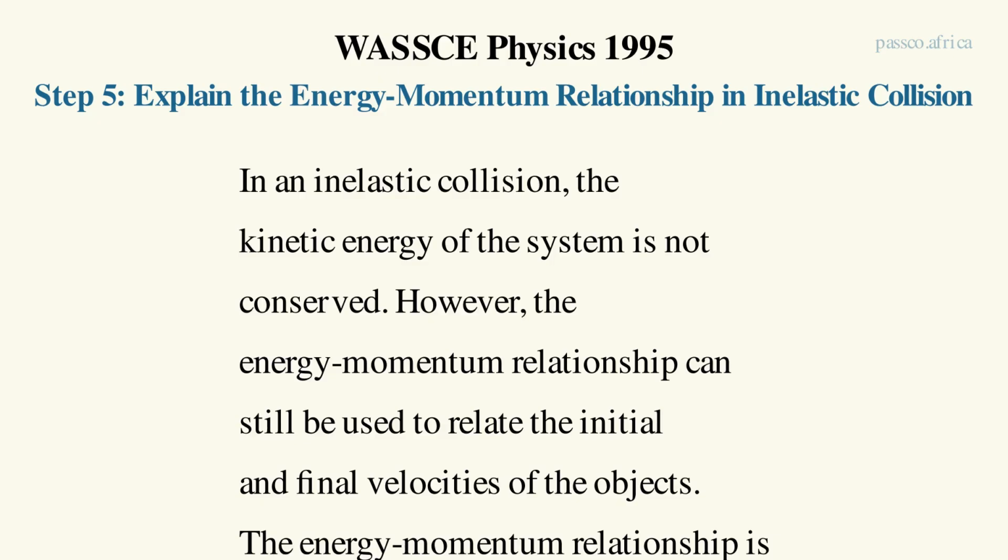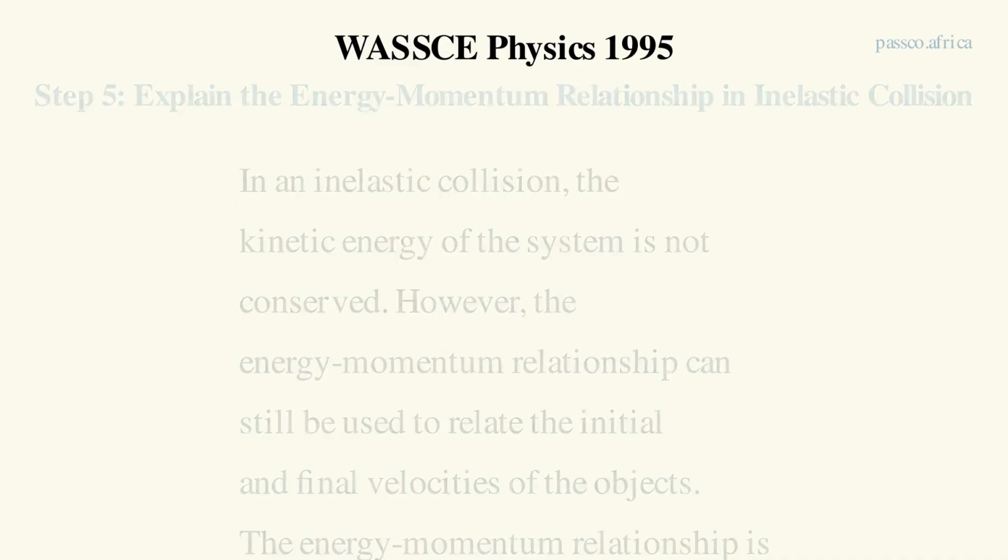The energy-momentum relationship is given by the equation E squared equals (pc) squared plus (mc squared) squared, where E is the total energy, P is the momentum, C is the speed of light, and m is the rest mass of the object. Step 6. Relate the energy-momentum relationship to inelastic collision.